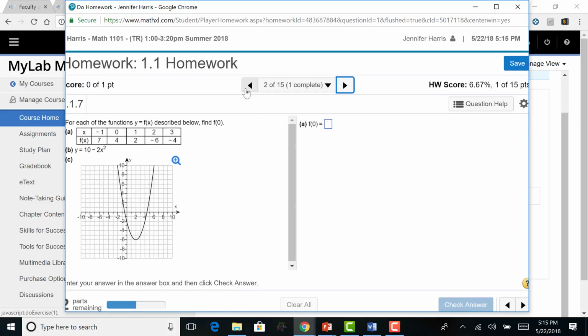Let me shrink my screen. I'm showing you these because sometimes it's how you read the question that makes you understand it better, making sure you understand what you see. So now in this one, part A says find f of 0.